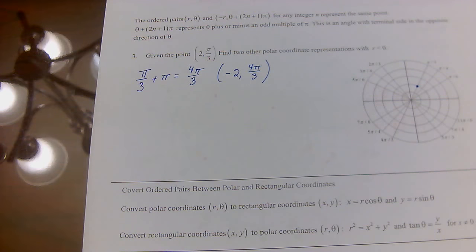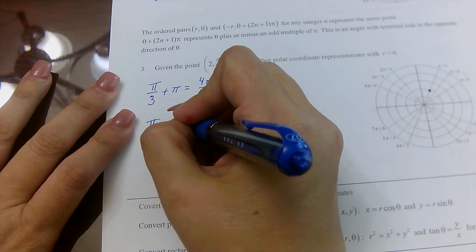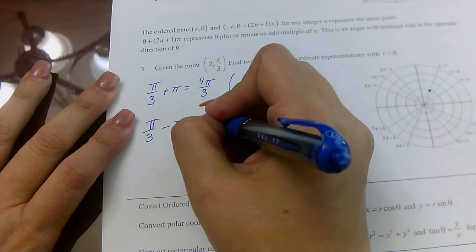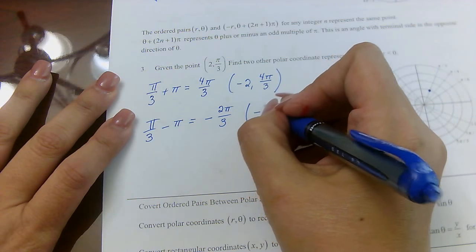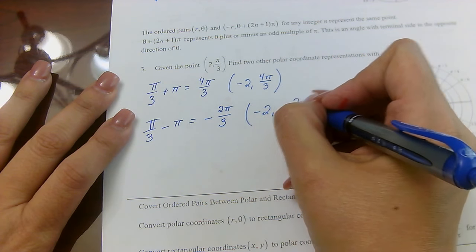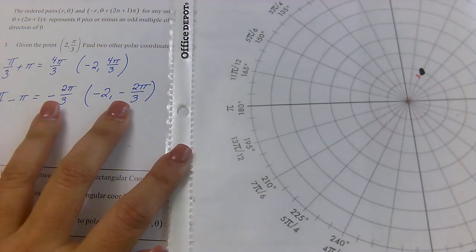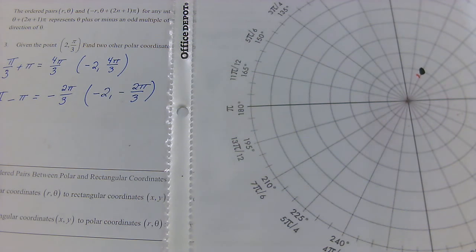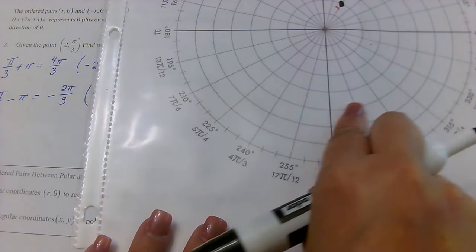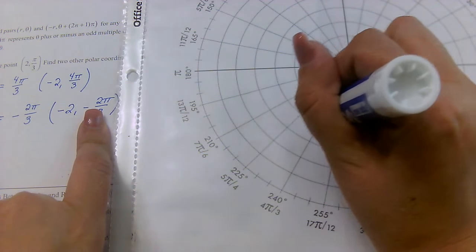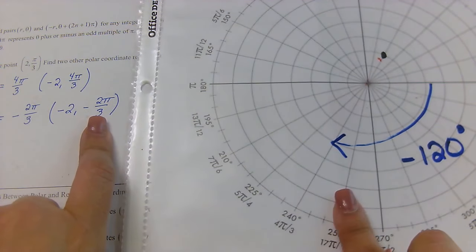Now that I have my first point, let's go ahead and find another point. I can say pi over 3 minus pi. That would get me a negative 2 pi over 3. So my second point would be negative 2 pi over 3. Let's go ahead and plot the second point. Now we have negative 2 pi over 3. 2 pi over 3 is going to be 120 degrees. So negative 2 pi over 3 will be right here. This is going to be our negative 120 degrees.